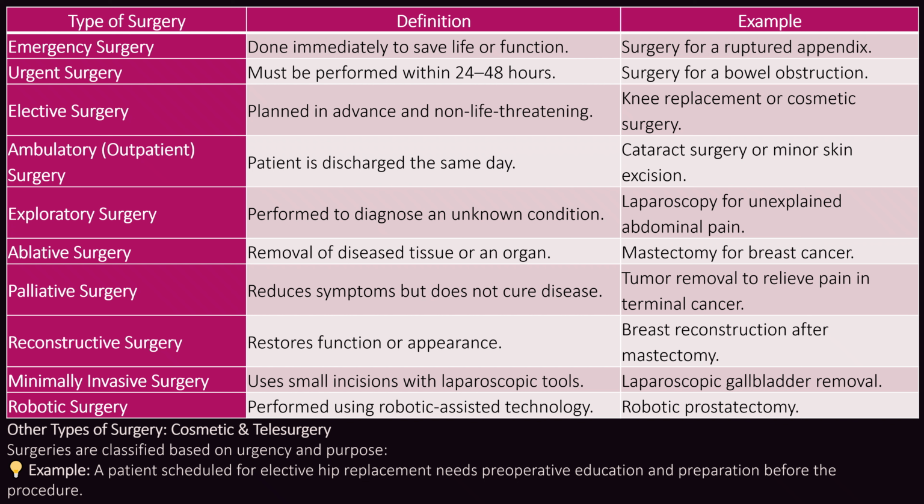Robotic surgery is performed by robotic systems. Then -ectomy, so remove something. Other types of surgeries: cosmetic and telesurgery. Surgeries are classified based on urgency and purpose. And finally, we finish the chapter.